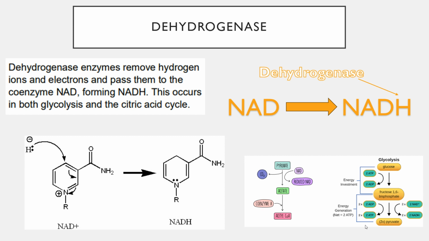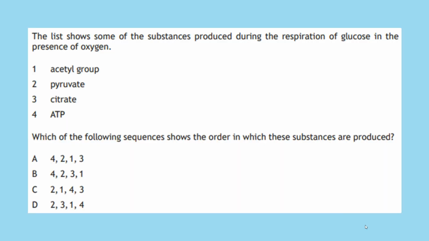So dehydrogenase enzymes are found in glycolysis and in the citric acid cycle to remove those hydrogens, pass them to NAD, and that's how we get our NADH. So that's everything we need to know about stage 2, the citric acid cycle. So let's try some more past paper questions.